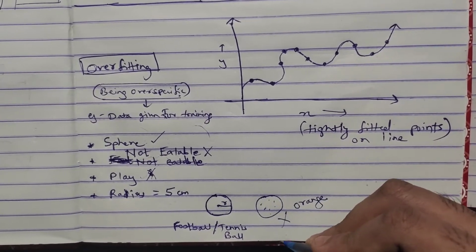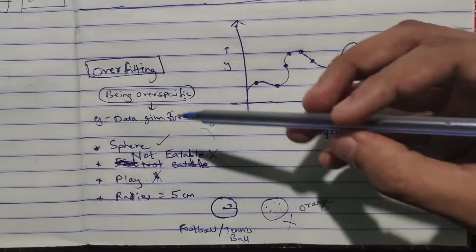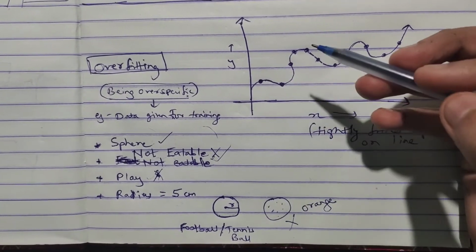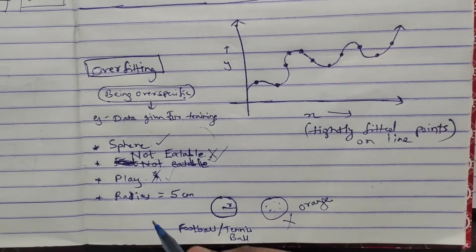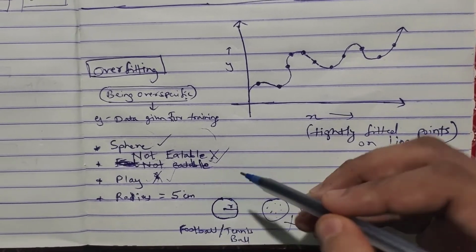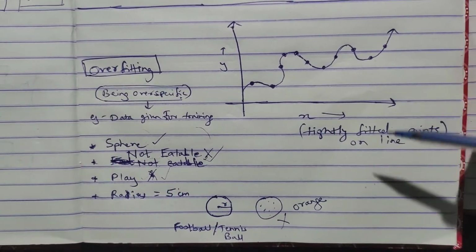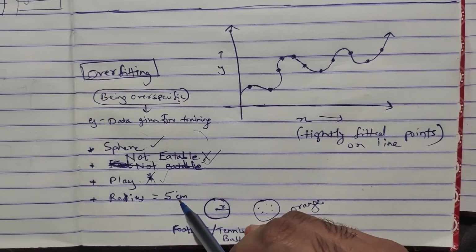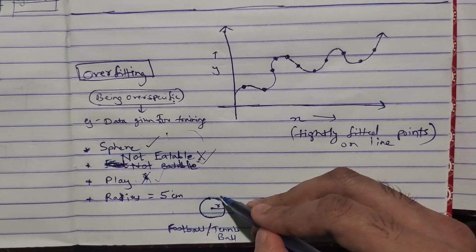But what happens when we give it a real ball? So sphere, yes, ball is a sphere. It is not eatable, yes, it is not eatable. We are able to play with it, yes, and it has a radius of 5 centimeter. But now what happens is, we have not specified what type of ball it has to train. We have generally said it has to be a ball. So what if we give a tennis ball? It will satisfy this condition or be closer to it, radius equal to 5 centimeter. Then if all the conditions are satisfied, it will say that yes, it is a ball.